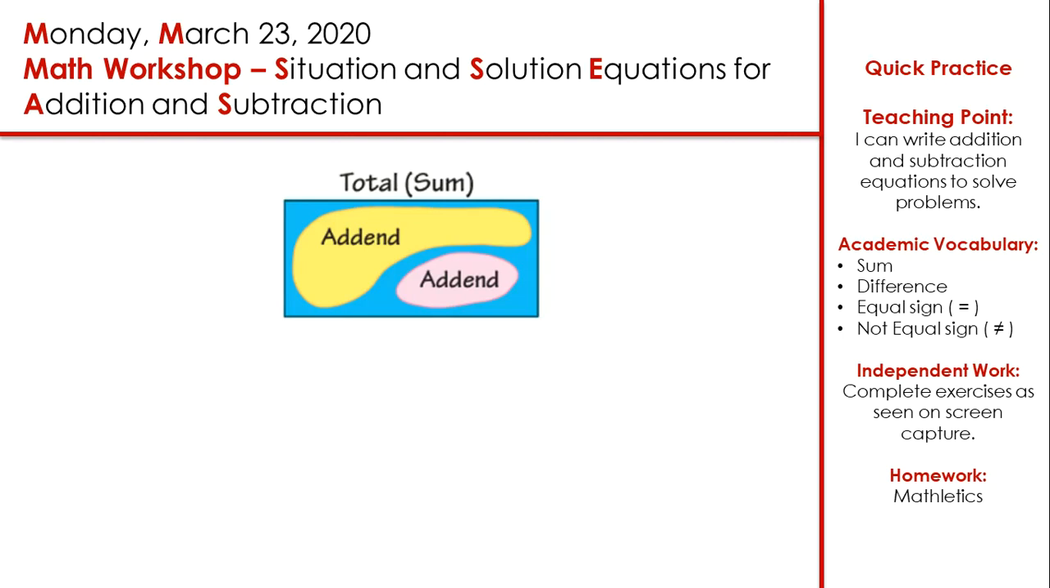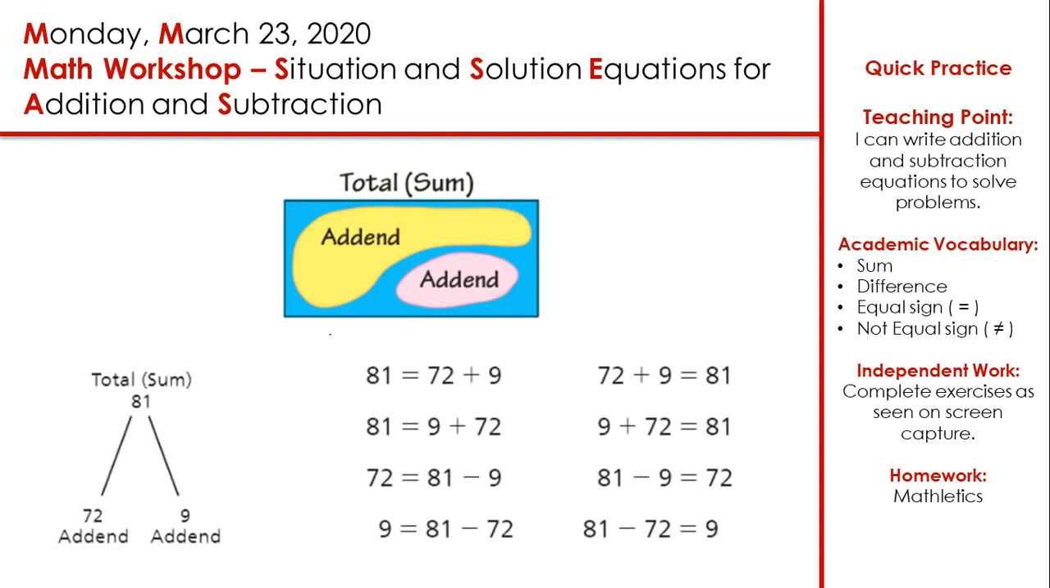A situation equation would be: I have the given atom plus the missing atom, and then I have a total, or the sum. However, as it is, I can actually solve it. I know that I need to take away the given atom from my total in order to get the missing one. So let's take a look at the sample that I have right here.